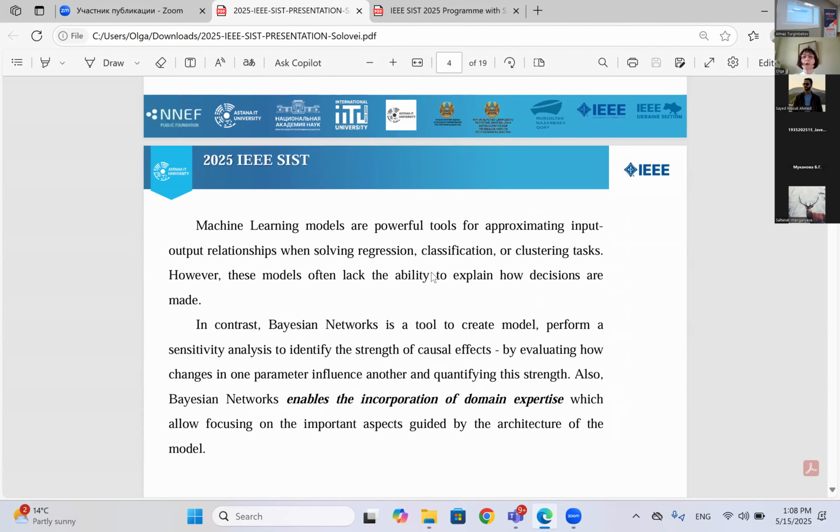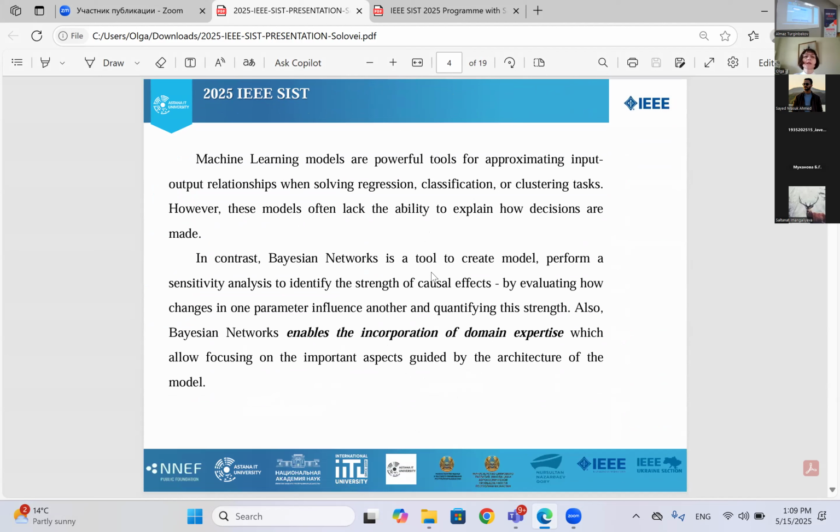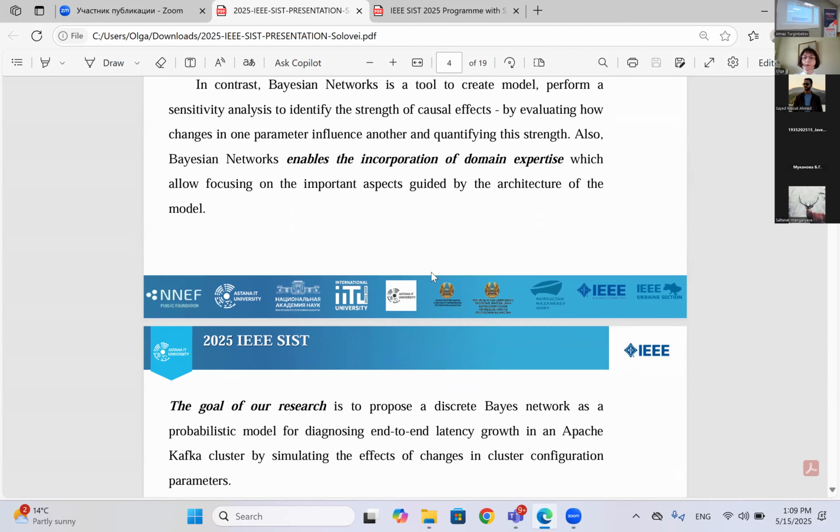Machine learning models are a powerful tool for approximating input-output relations when solving regression, classification, and clusterization tasks. However, those models often lack the ability to explain how decisions are made. In contrast, a Bayesian network is a tool to create a model and perform a sensitivity analysis to understand the strength of the causal effect by evaluating how changing one parameter of the model impacts the target node. In addition, Bayesian networks enable the incorporation of domain expertise and technical knowledge that helps focus on the most important features.